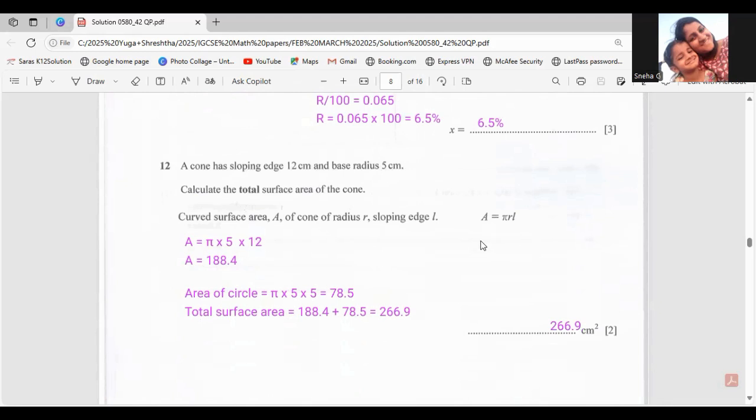So first we will find the curved surface area. Using the formula A is equal to pi RL, pi into 5 into 12 gives me an answer of 188.4. Then the area of the base circle, because since we are finding the total surface area, the cone has a base as a circle. So the area of the circle is pi r square, which is 78.5. On adding both to get the total surface area, 188.4 plus 78.5 will give me an answer of 266.9.